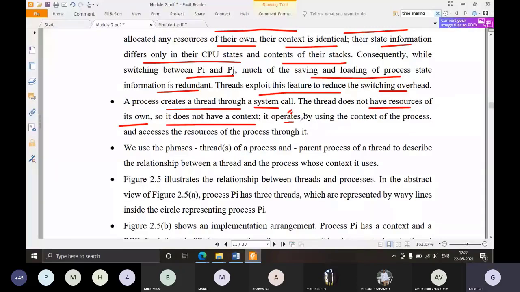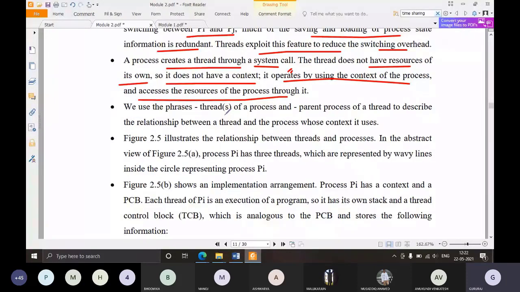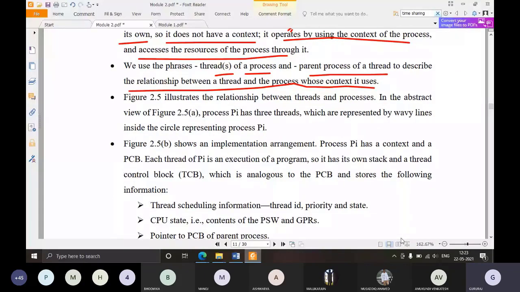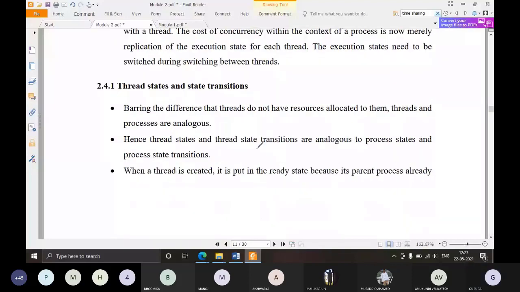So it operates using the context of the process and accesses the resources of the process through it. We use the phrases threads of a process and parent process of a thread to describe the relationship between a thread and the process whose context it uses. Okay, threads of a process and parent process of a thread. Figure 2.5 will illustrate this.